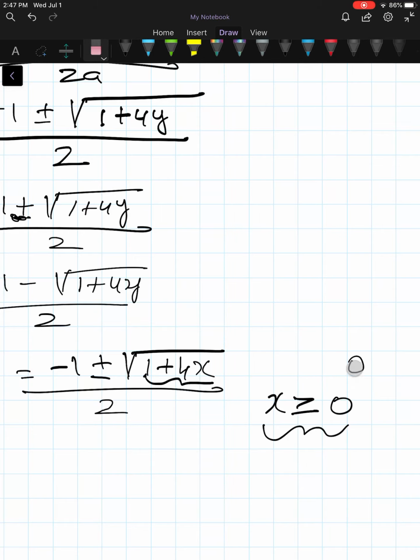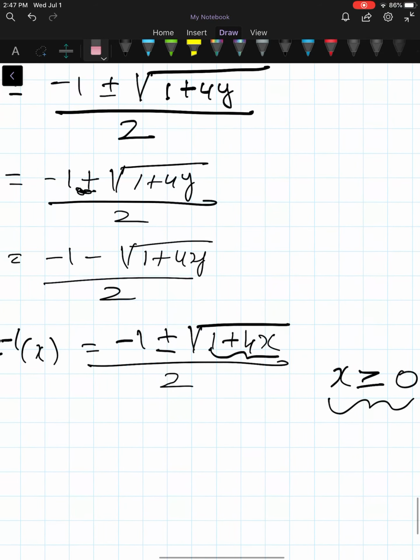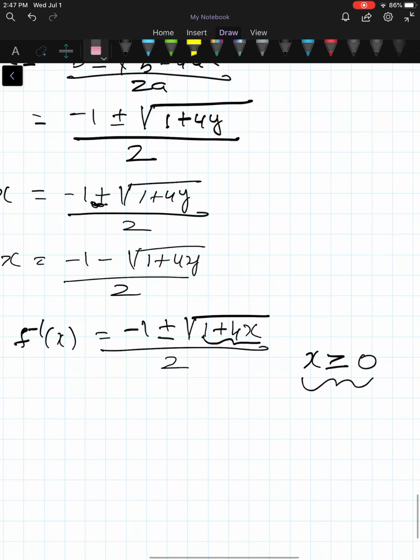So if you have a restricted domain and range in the original function, you will definitely have a domain and range in the inverse function also. You need to mention that and calculate that. Okay, with this I will end this video here.